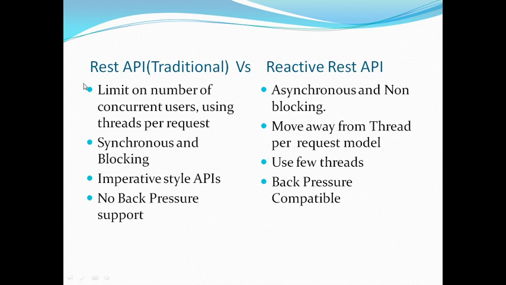In a traditional REST API application, the application may need the maximum number of threads as per the scalability required, whereas here, whatever the scalable requirements, you can use a few threads for your application. Traditional REST API does not support back pressure, whereas reactive REST API is back pressure compatible.